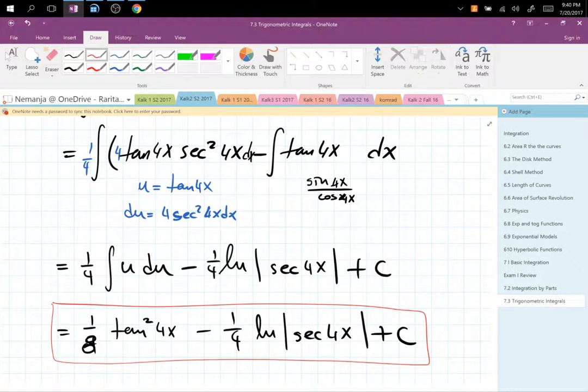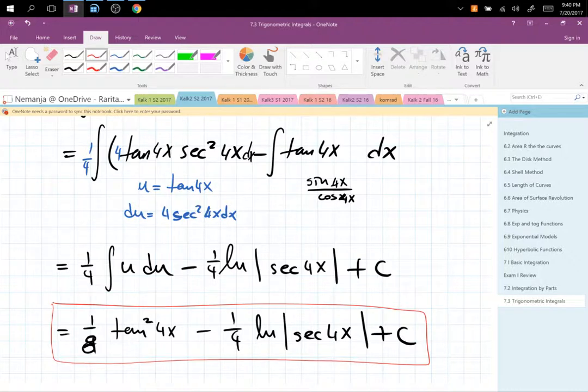I get tangent squared 4x. Like this. Let's see, which one? Tangent squared 4x. Supposed to be tangent squared 1x? Yep. Well, this is going to be u squared over 2 when I integrate. What I did earlier was I said u equals 4x instead of saying u equals tangent 4x. I did u equals 4x a lot earlier and got du equals du over 4.